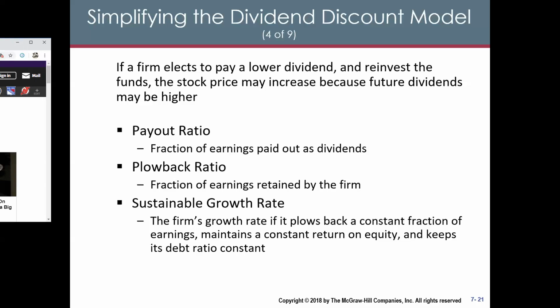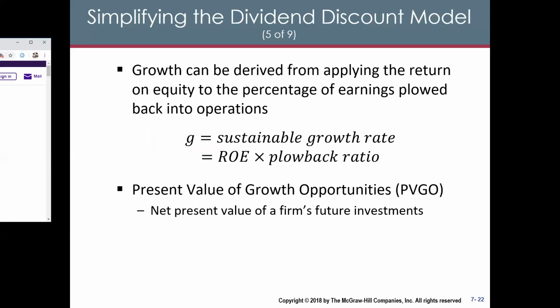Okay, so this G actually has two parts. The first is the proportion of the earnings the company decides to reinvest, and the second part is the profits generated by the new investment. So this G tells you how rapidly the company grows. And there is a formula for G actually. The growth can be derived from applying the return on equity to the percentage of earnings plowed back into operations.